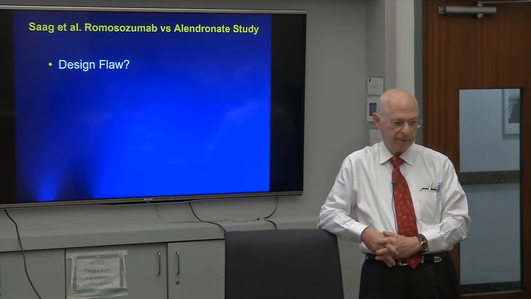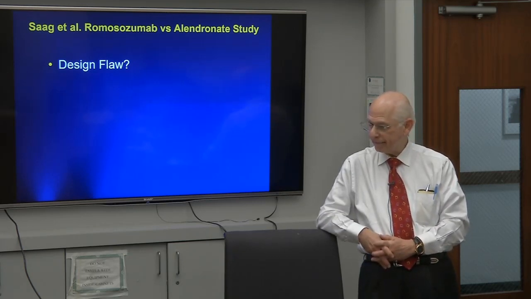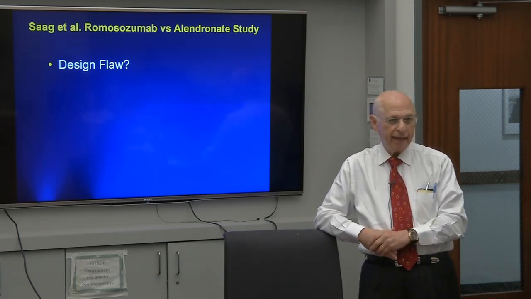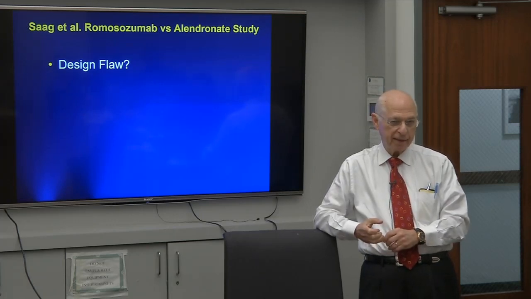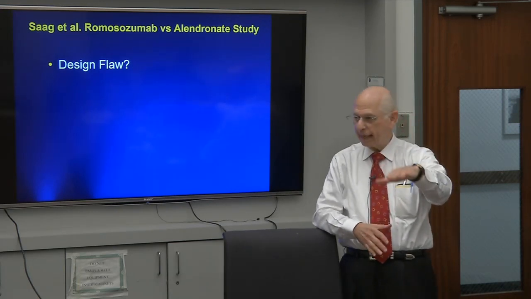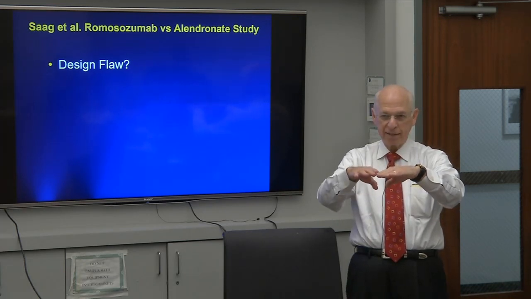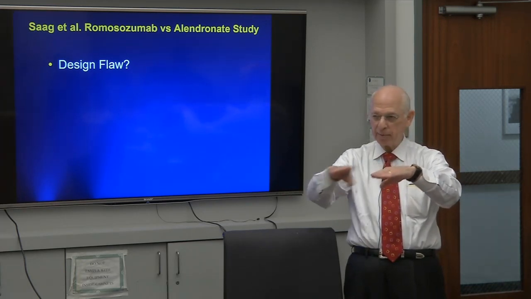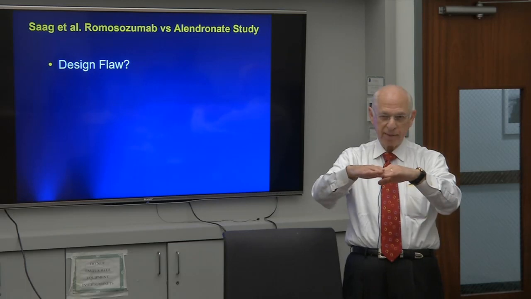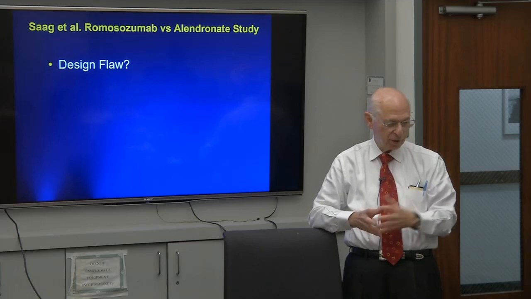Where's the placebo? Where's the placebo arm? Not there. So what would the placebo have shown? If alendronate was protecting, you would have a placebo incidence, whatever that will be, baseline, and then alendronate would have protected, and Romo would have been exactly the same as placebo. Or if Romo's making trouble, you'd have the baseline with placebo, and Romo would be worse, and alendronate wouldn't change. But you can't answer that question because there's no placebo.